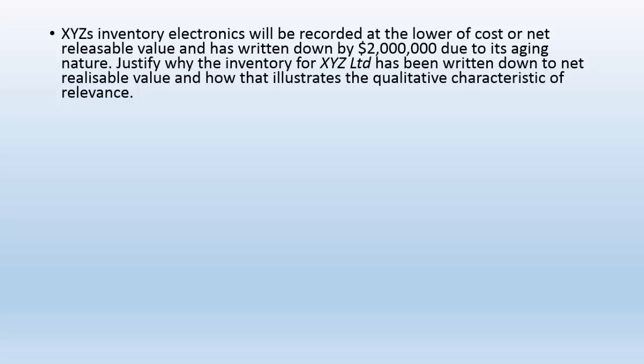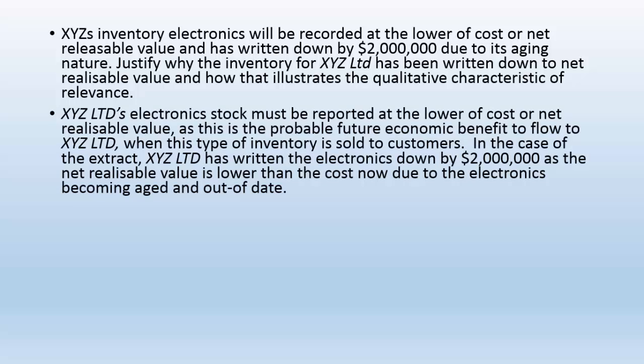XYZ's inventory will be recorded at the lower of cost or net realizable value and has been written down by $2 million due to its aging nature. Justify why the inventory for XYZ Limited has been written down to net realizable value and how that illustrates the qualitative characteristic of relevance. So let's have a look here. You can start this by actually giving a definition of relevance if you wish. So that's one way to start it.